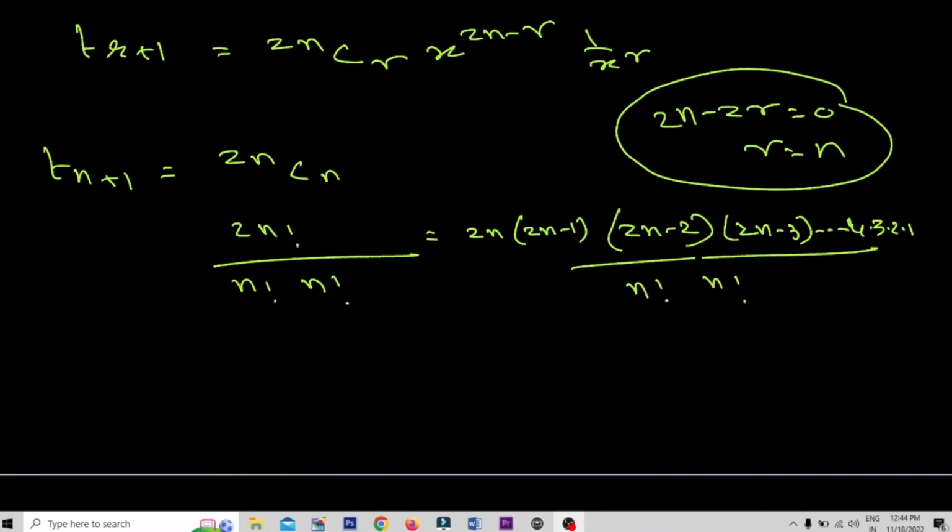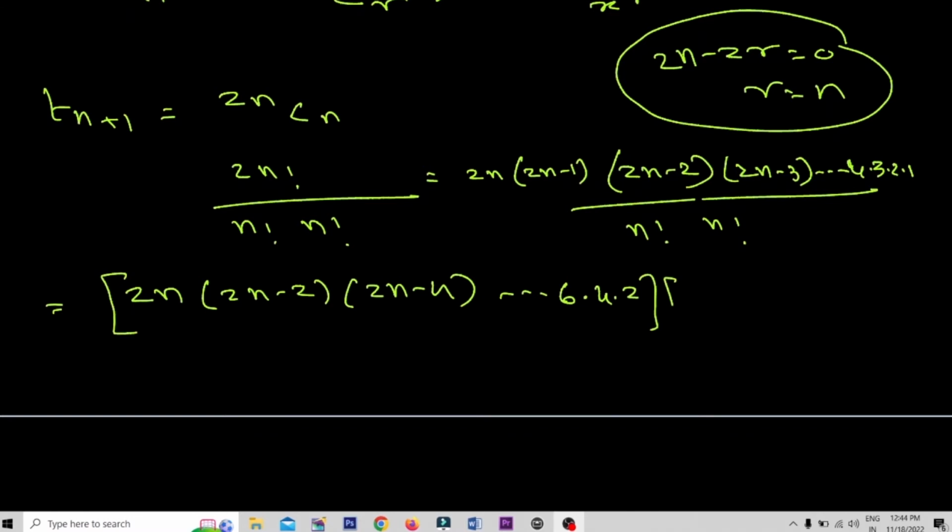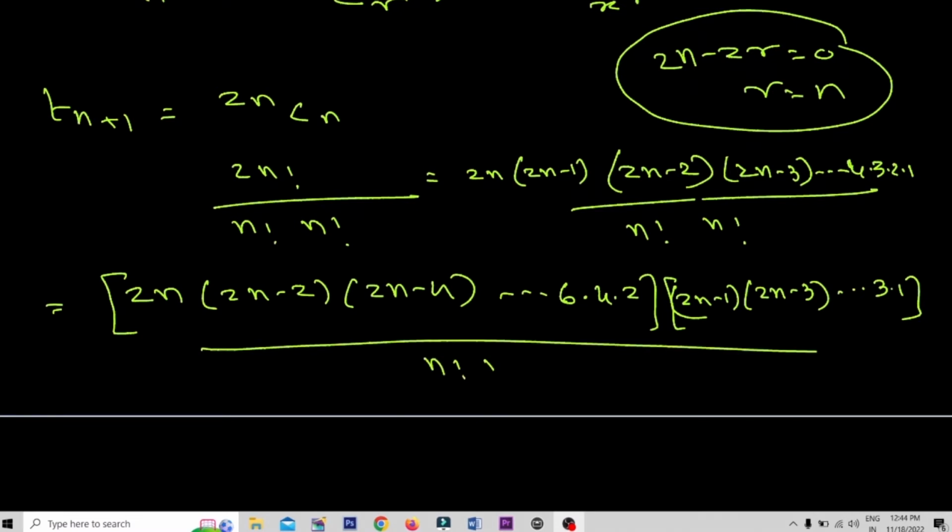Now we can write this as: there are n products in the numerator. There are n products which are even numbers, and there are n products which are odd numbers. If we accumulate the n even products: 2n, 2n minus 2, 2n minus 4, continuation 6, 4, 2, and the n products which are odd numbers: 2n minus 1 into 2n minus 3 into 2n minus 5, that is 3, 1. Total divided by n factorial, n factorial.